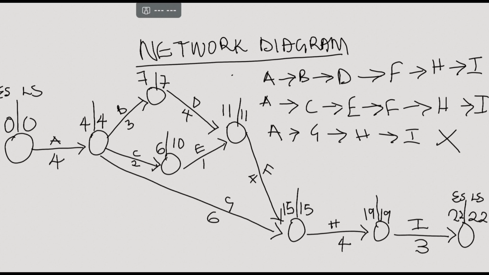Using the diagram, we can find our critical path by looking at the one where there's no slack time. That is where ES equals LS. So you identify your critical path using double lines. There's no slack time here, here, here, here, here, and here. So your critical path is A, B, D, F, H, I, which is this one.